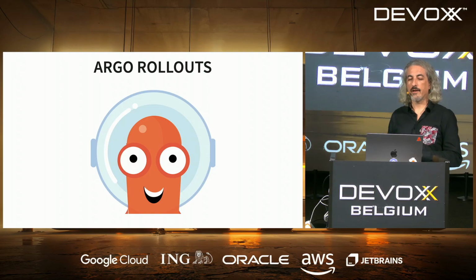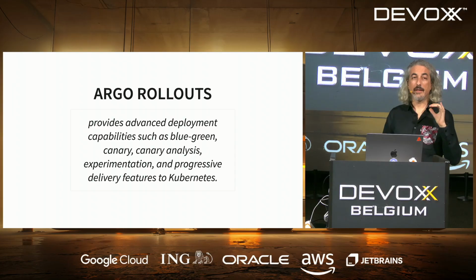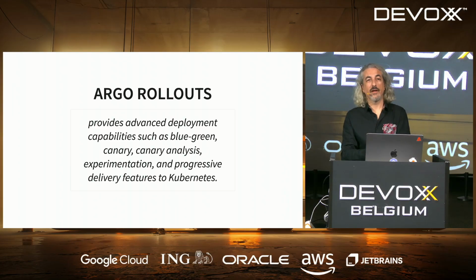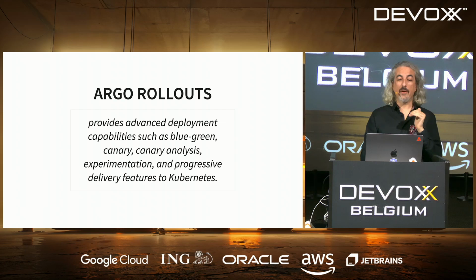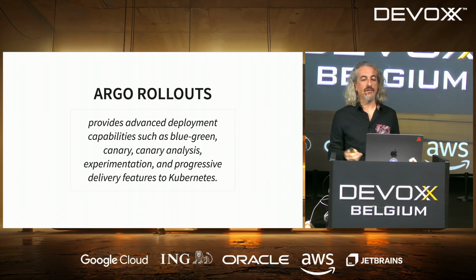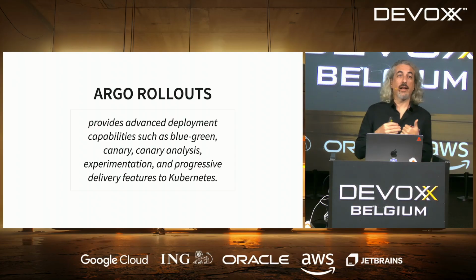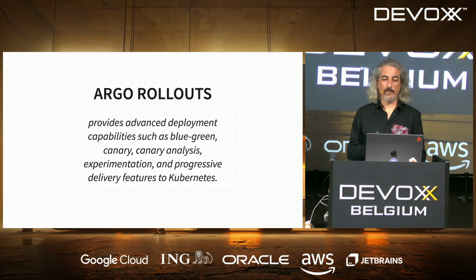There's another project from the Argo community called Argo Rollouts that provides these advanced capabilities of doing blue-green, canary, analysis, experimentation, all these progressive delivery features into Kubernetes, and it's very easy to do. So you can do blue-green, canary. Canary analysis is where you decide based on metrics or some backend, is this rollout something that needs to be rolled back or not? Is this something good to go, or it needs to be rolled back?